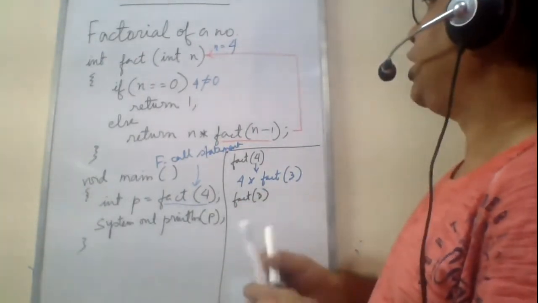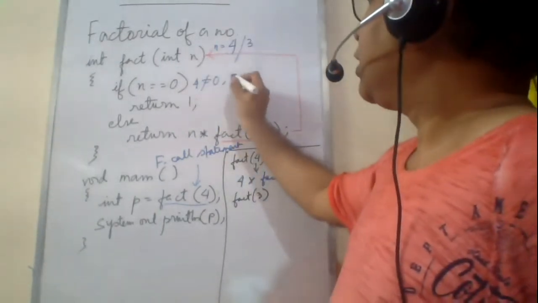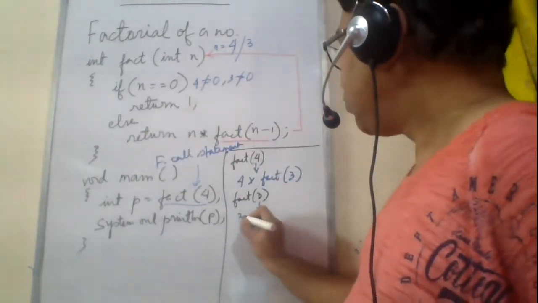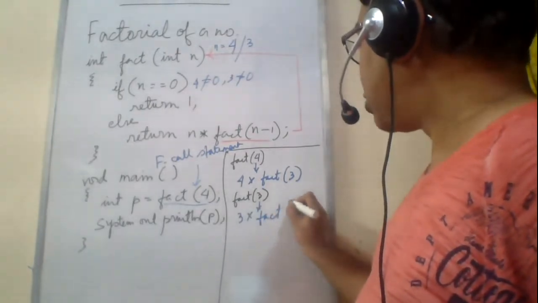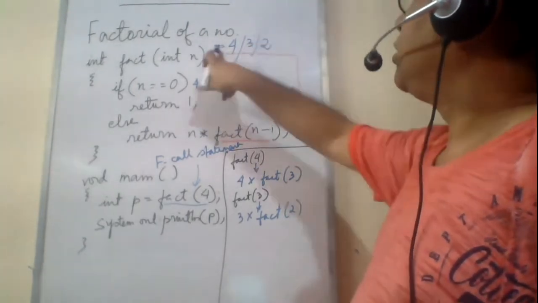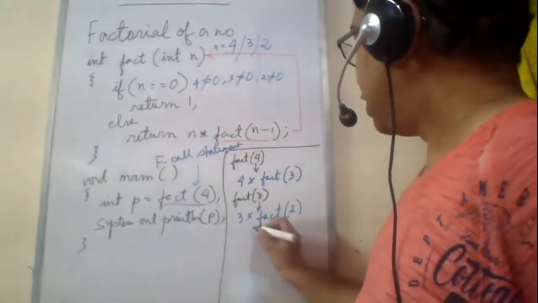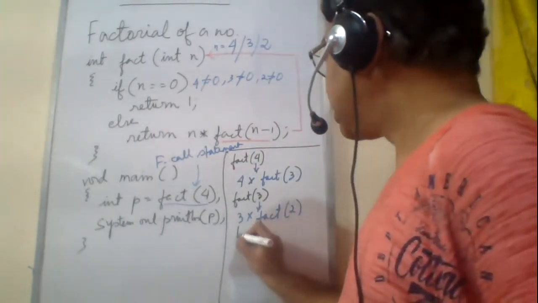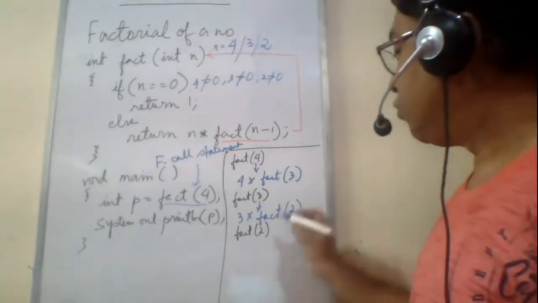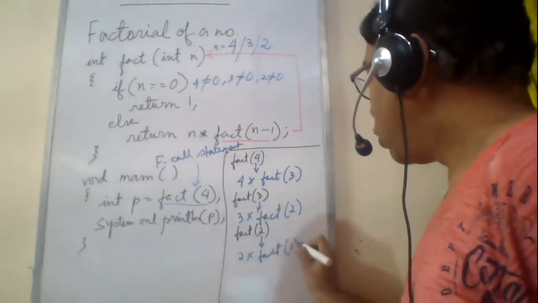So again calling. So now what happens? n will get a value of 3. Here again 3 is not equal to 0. It will come here. What will fact of 3 do? 3 into fact of 2. n will get the value 2 now. 2 is not equal to 0. It will come over here. So what happened? Let us see fact of 2. What is fact of 2 doing?